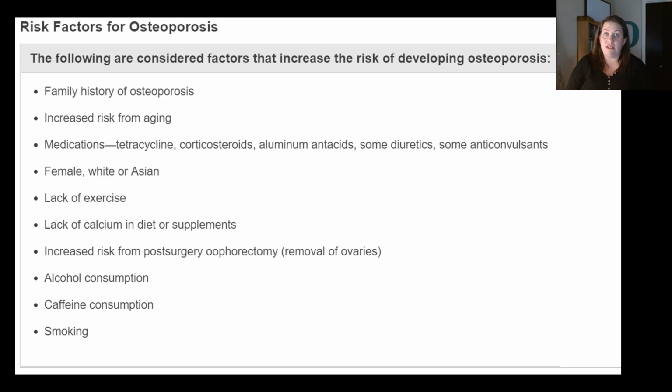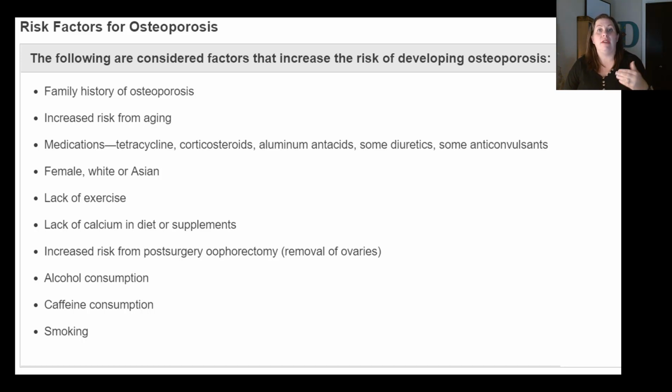But these are the ones you can change. One is lack of exercise. You can actually increase your exercise activity, which can help build stronger bones. Also, you can increase your calcium through diet or supplements. Another one is you can have increased risk if your ovaries have been taken out, because that's, again, the estrogen producing organ, especially in women.